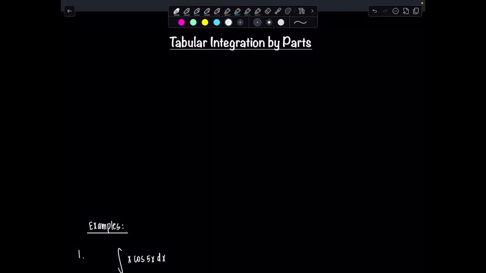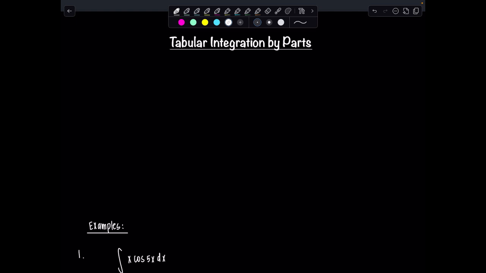In this video, we're going to learn about the tabular method for integration by parts. This method is sometimes also called the DI method. It might have other names, but basically it's a way for you to organize all of the information or components that go into our by parts formula into a table.